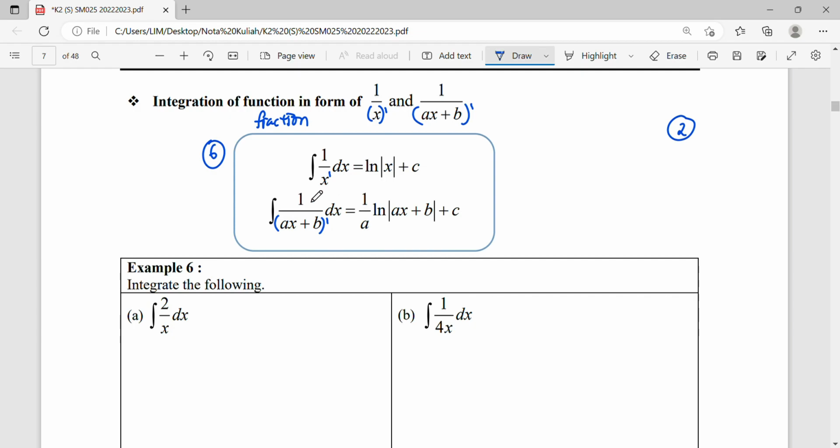So untuk penyebut, kalau x, 1 over x terus dapat ln x. Kalau penyebut adalah linear ini, ax tambah b, kita terus ln ax tambah b. So jangan lupa per dengan coefficient of x, which is a.